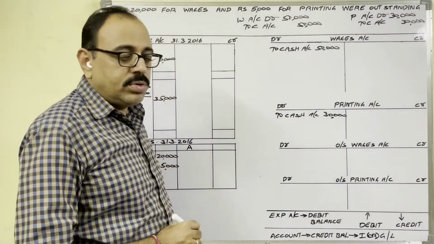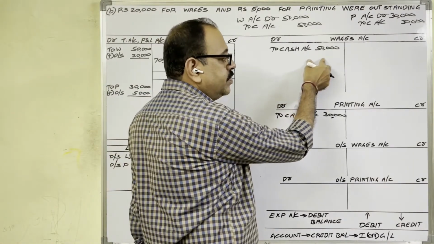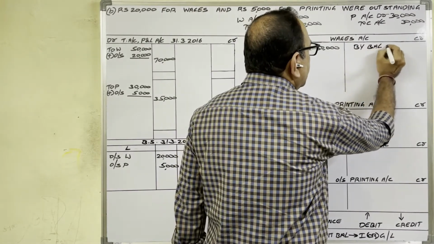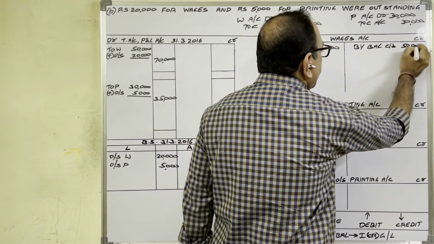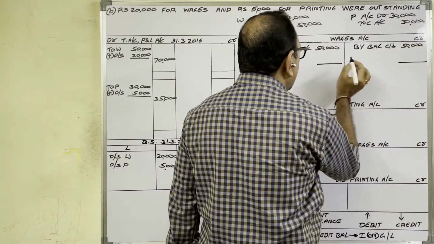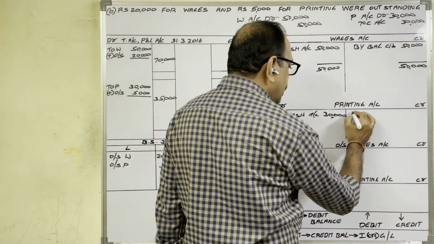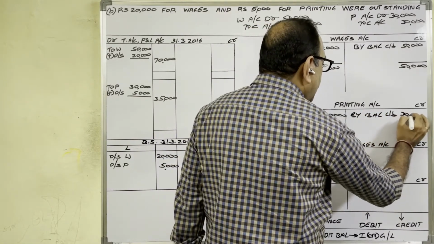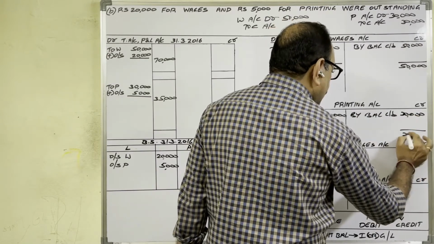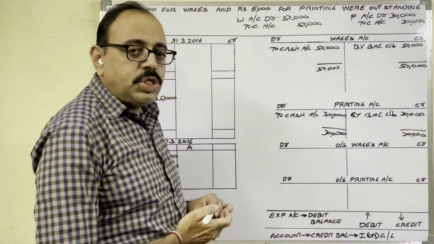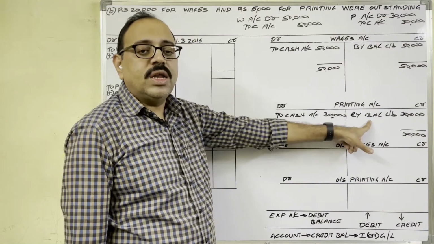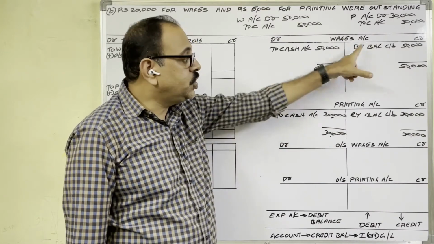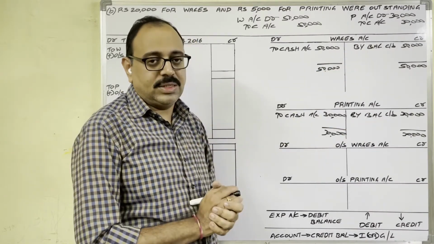Now balance these two accounts. On the debit side we have the amount, therefore balance carried down comes on the credit side. By balance carried down 50,000 rupees. Two sides total. In the printing account also, credit side by balance carried down 30,000 rupees. Two side totals. In these two accounts, credit side balance carried downs are coming. So which balances are these? The debit total is more, therefore these two balances are known as debit balances.